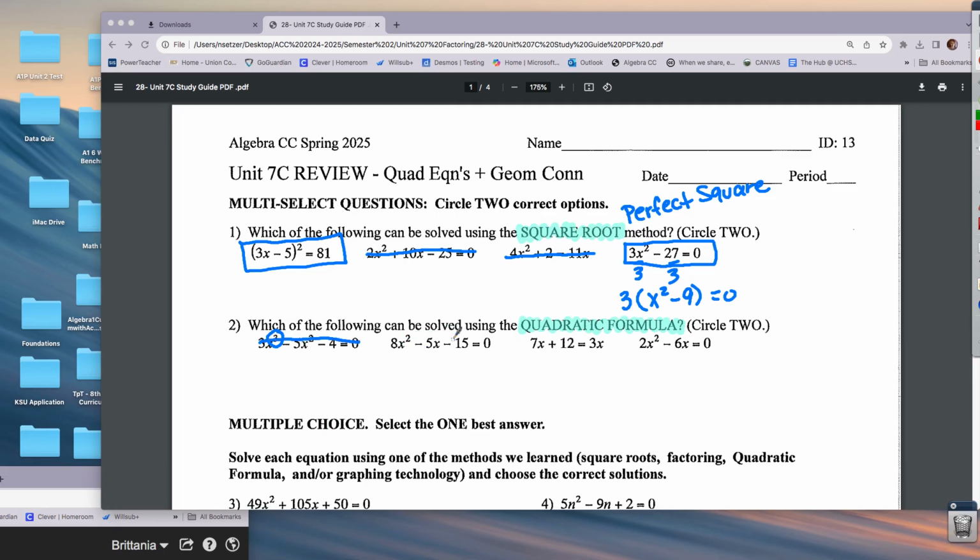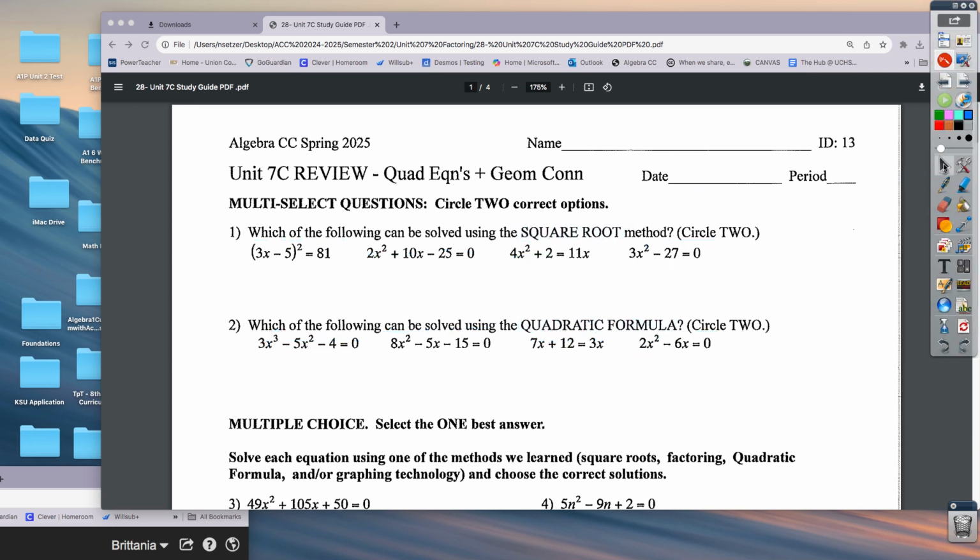That's a cubic, not a quadratic. X squared plus 5x minus 15 equals 0. X squared is the highest exponent and it's a 2, so it counts. 7x plus 12 equals 3x. There's no squared here. This is a linear function. It's not a quadratic, so the formula would not work. And here x squared minus 6x equals 0 would also work because it's got a squared. So the quadratic formula would work on those two because they are quadratic expressions or equations.